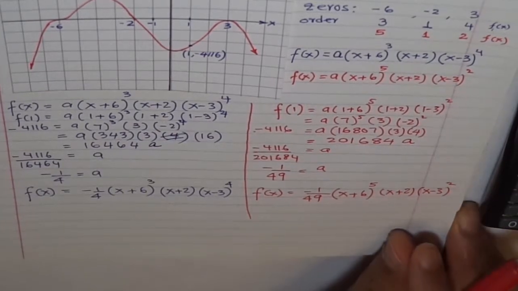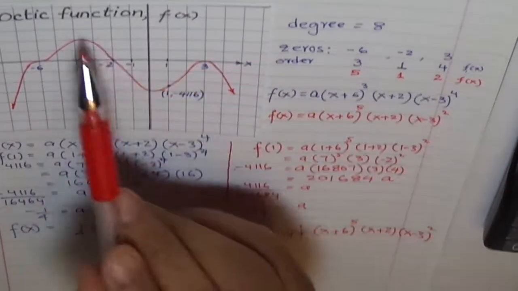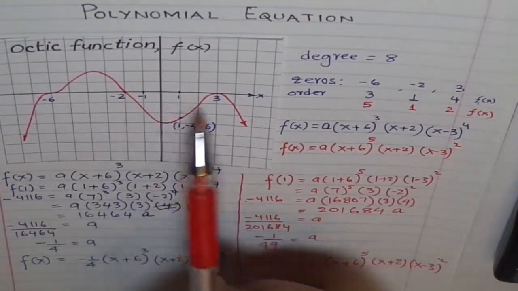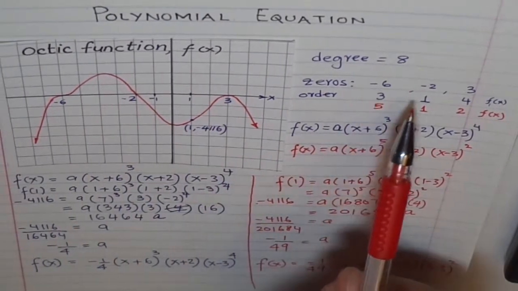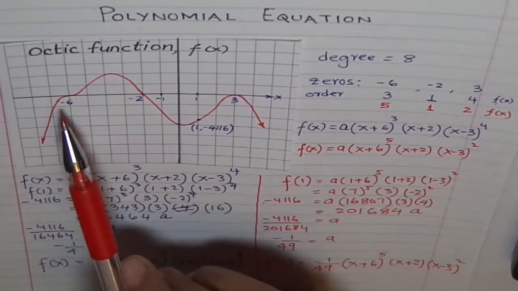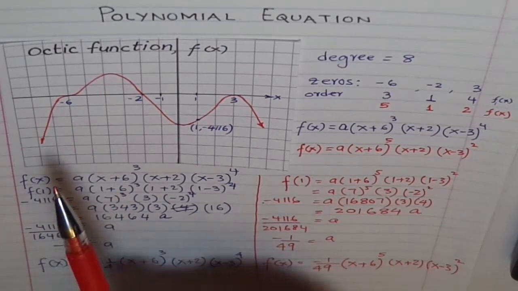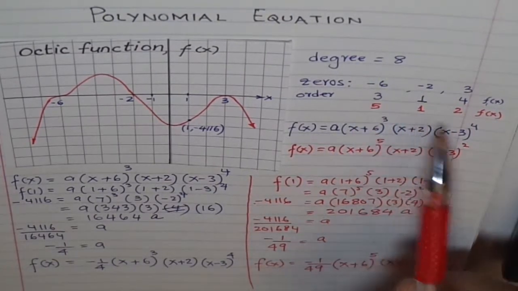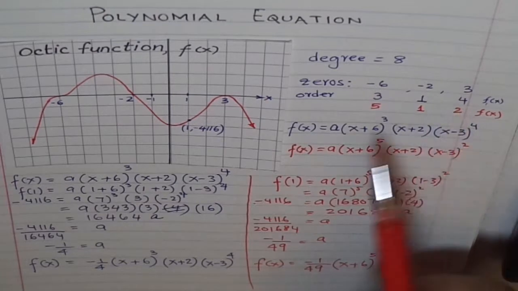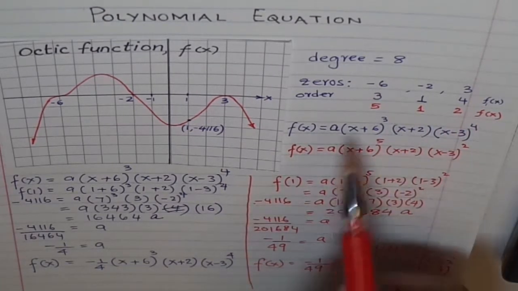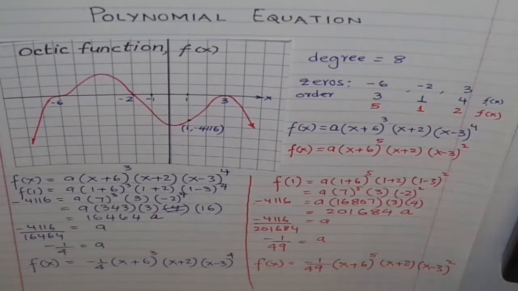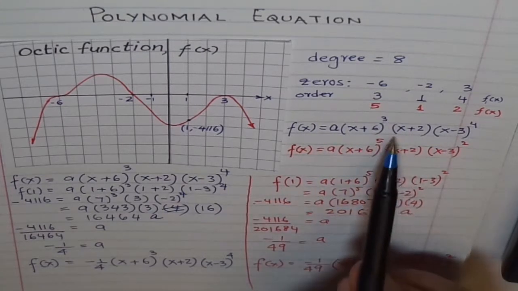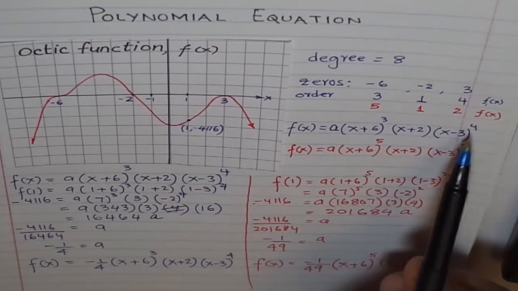When we are given a graph, the first thing we have to do, in this case the condition was also given that the degree is 8, is find where the zeros are. We got 3 zeros here: minus 6, minus 2 and 3. The possible multiplicities or orders of these zeros could be 3, 1, 4, which add to 8, or 5, 1, 2, which also add to 8. Now, the possible equations as per those will be, the blue one which we got from the first condition, f(x) equals A times (x plus 6) cubed times (x plus 2) times (x minus 3) to the power of 4.